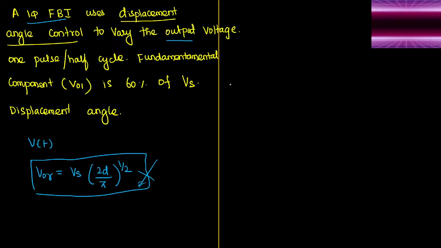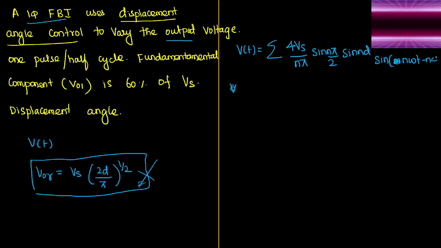Then what is this fundamental? The fundamental should be derived from the instantaneous voltage, v of t equal to summation. I hope you all remember this. What is the expected formula? I told you it will be 4Vs divided by n times pi into sin(n pi by 2) into sin(n d) into sin(n omega t minus n pi).